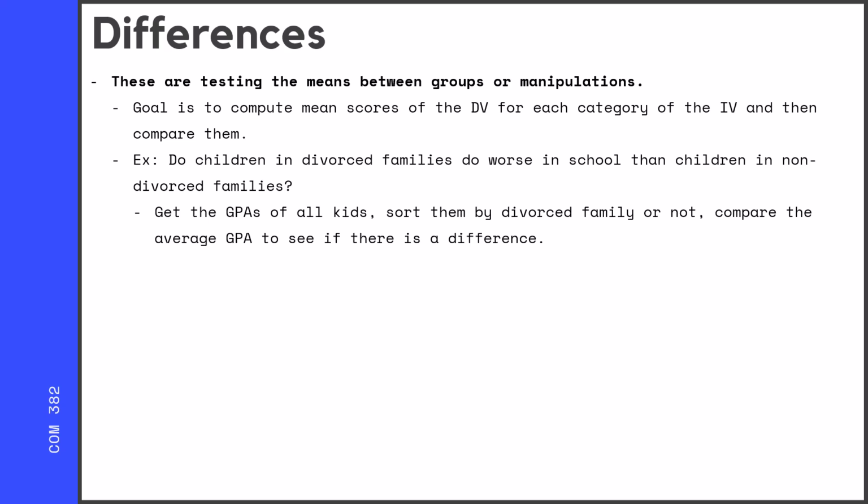So for example, do children in divorced families do worse in school than children in non-divorced families? You get all the kids' GPAs, you sort them by divorced family or not, and you compare the average GPA. This isn't an experiment. You're using existing data, I guess you have access to, and doing a test of differences. But again, if you're doing an experiment, you're definitely doing a test of differences. So there's a couple different differences tests.